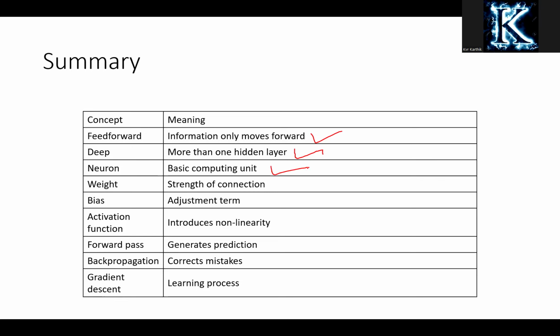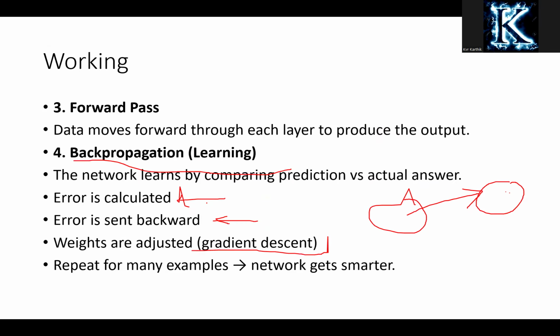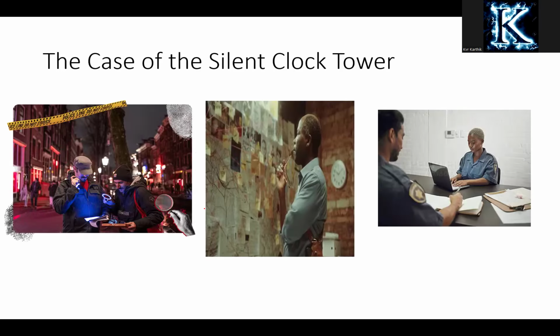We have the neuron as the basic computing unit. We have weights as the strength of connections. We are going to use the bias as the adjusting term. We are using activation functions, which are non-linear representations in deep learning architectures. We have the forward pass, which generates the prediction based on the analysis. We have back propagation to correct the learning that takes place, and gradient descent that helps with the learning process. So these are the basic outline of deep learning neural networks.